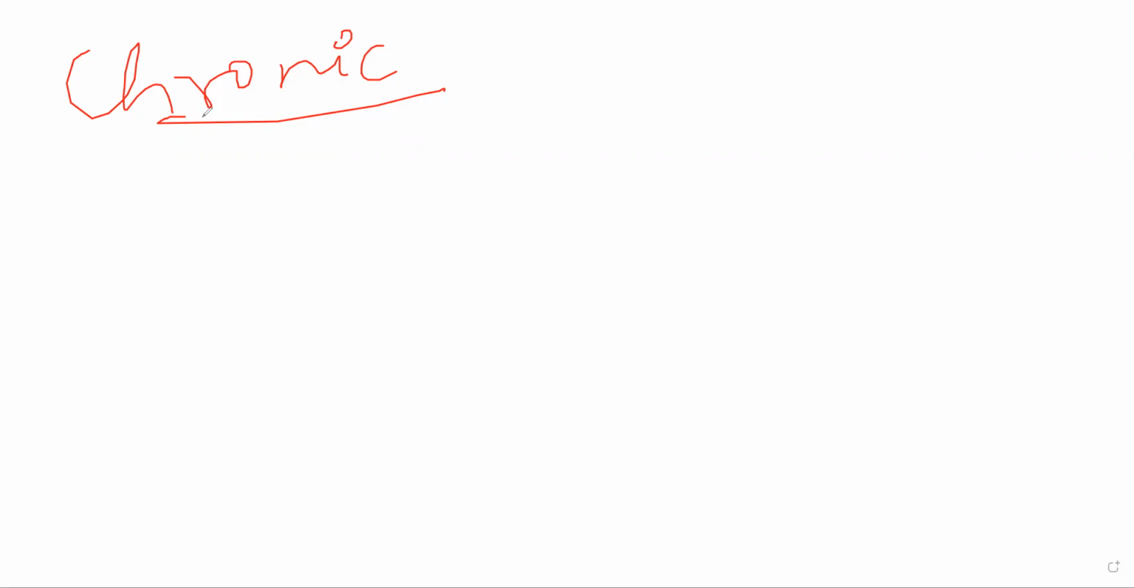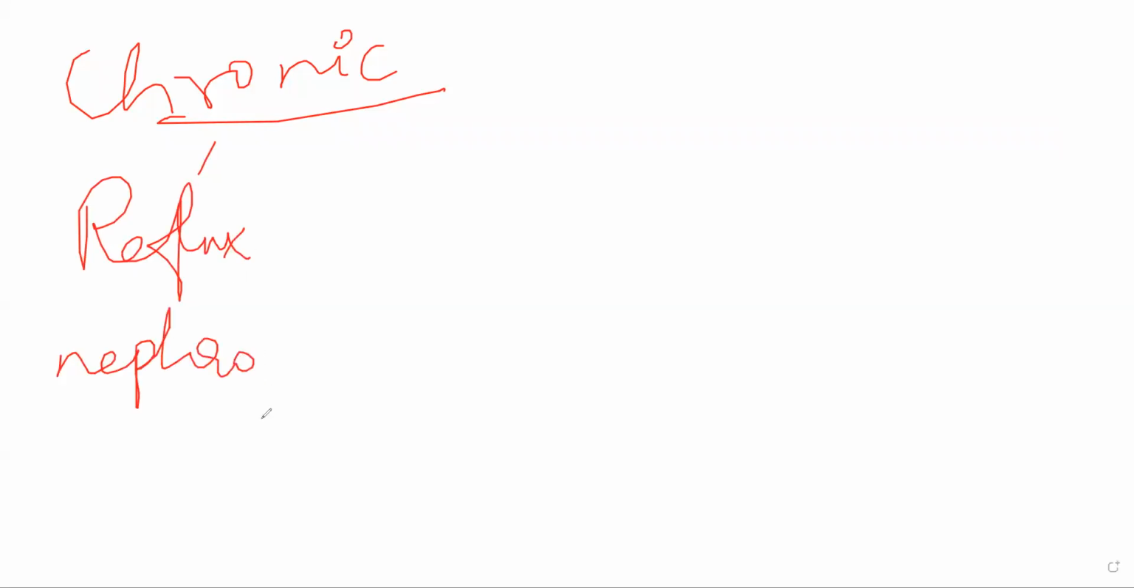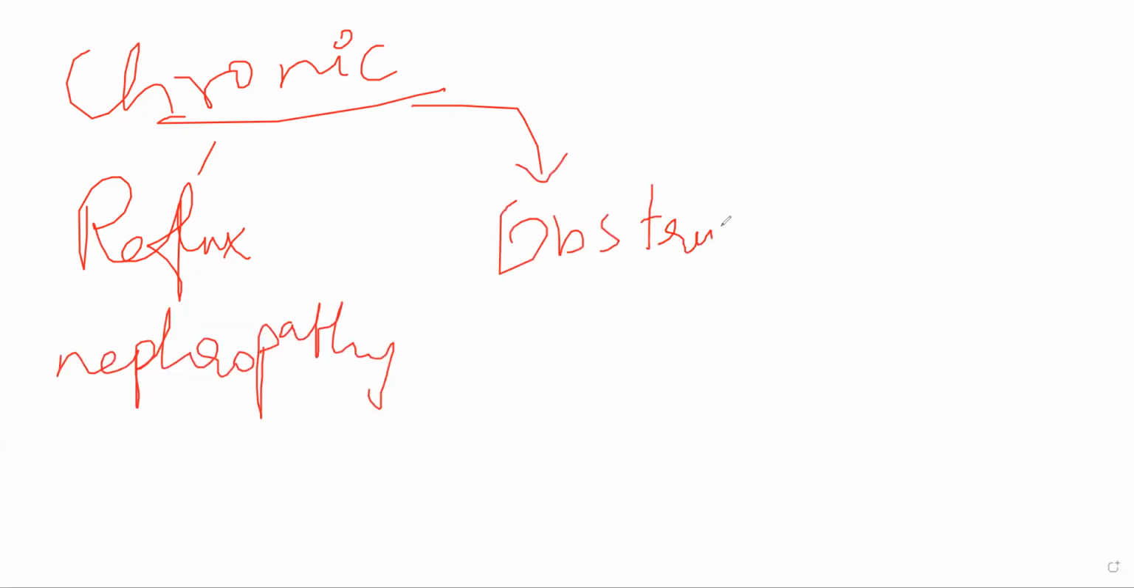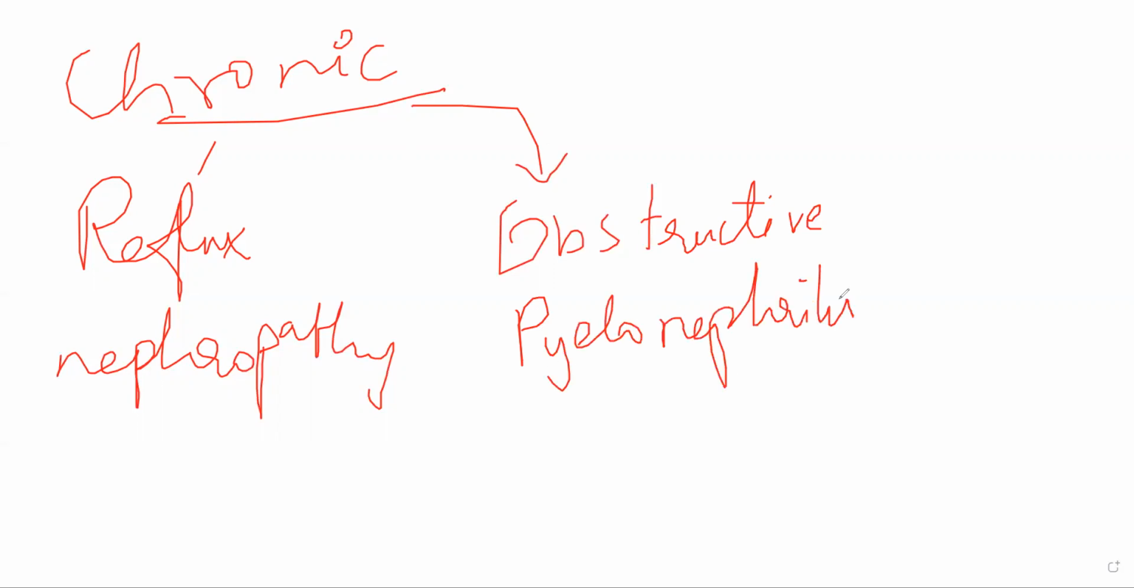Now, if we talk about the cause of chronic pyelonephritis, there are two main causes. Depending on the etiology and pathogenesis, there are two categories of chronic pyelonephritis. One is reflux nephropathy. The other is obstructive pyelonephritis. Now, what is the difference?